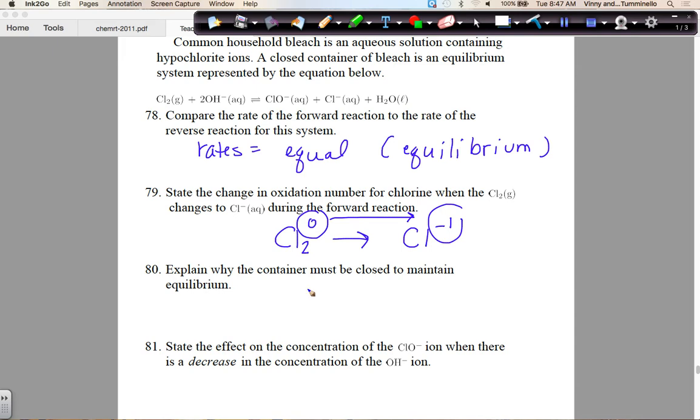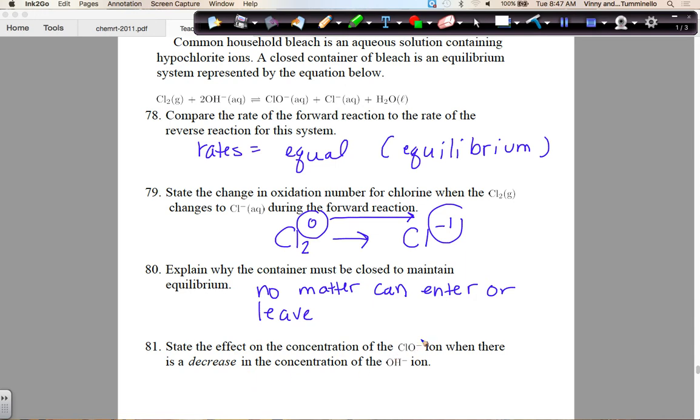Explain why the container must be closed to maintain equilibrium. It must be closed so that no matter can enter or leave, because remember, changing concentrations, changing amounts of gases and aqueous substances can shift equilibrium, and it would not stay at equilibrium.